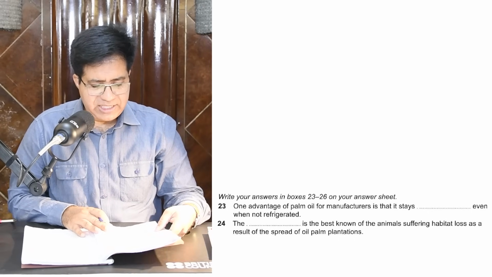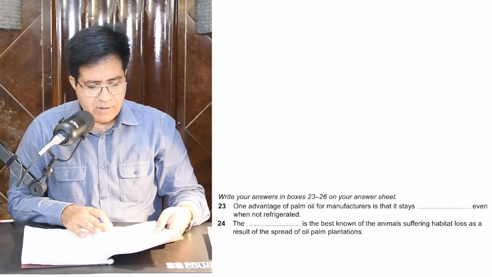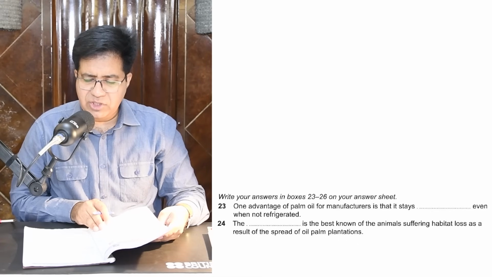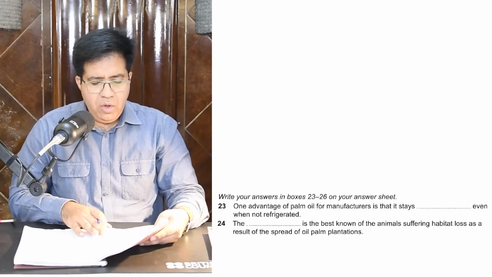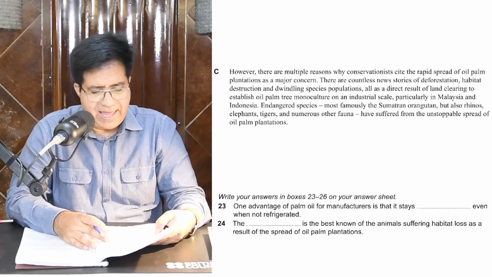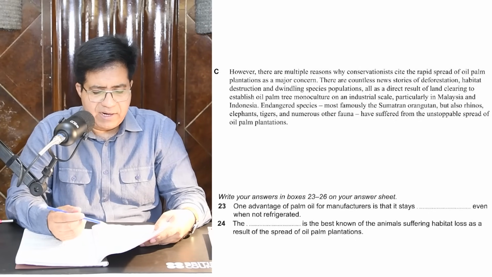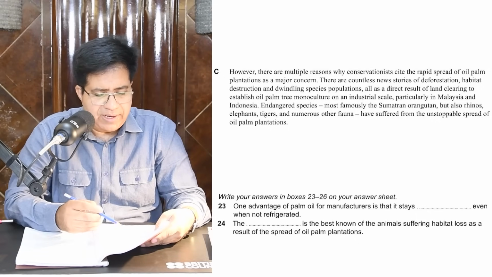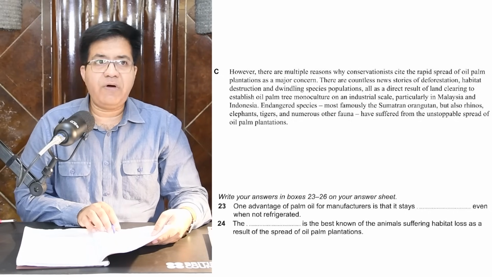Look for the word habitat, habitat loss, or anything like that. The dash is the best known of the animals suffering habitat loss. Okay, please come to paragraph C. C for cat. I'm reading paragraph C, and we are going to read it from the 2nd line after full stop. There are countless news, found it?